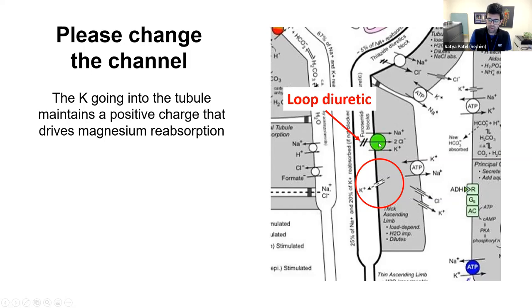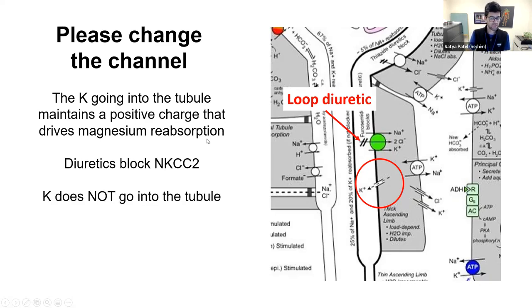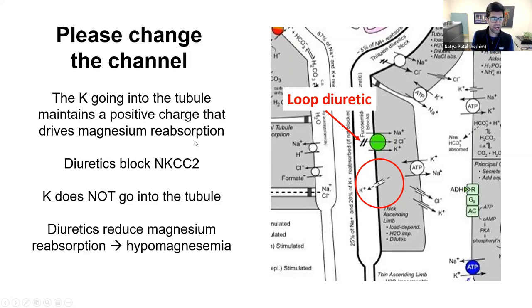Now, a loop diuretic will block this. So if you block this, you get less potassium going out. If you get less potassium going out, you get less magnesium reabsorption. So this actually drives hypomagnesemia in this mechanism. To recap, you block the NKCC2 with the loop diuretic, potassium stops leaking out, and so magnesium actually doesn't get reabsorbed, and you also start losing magnesium.